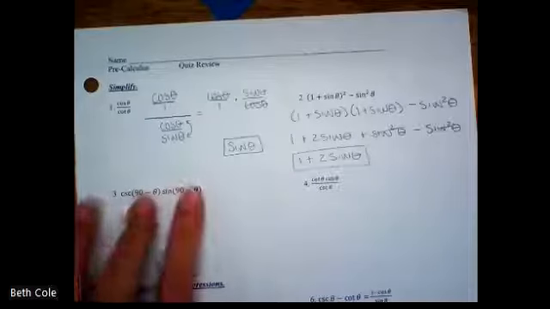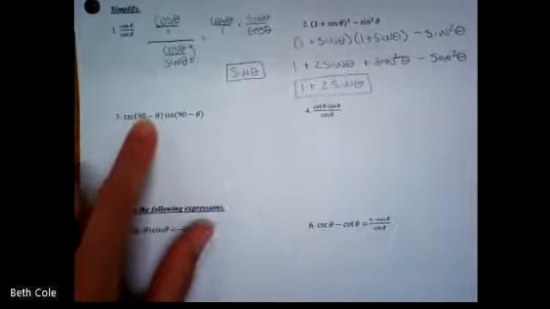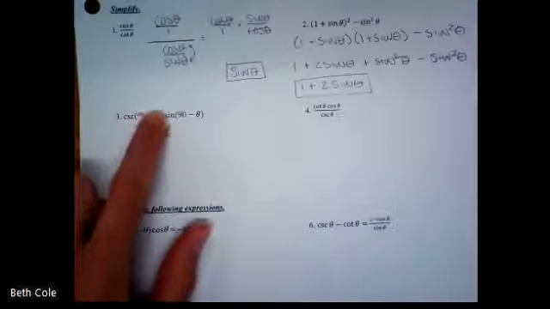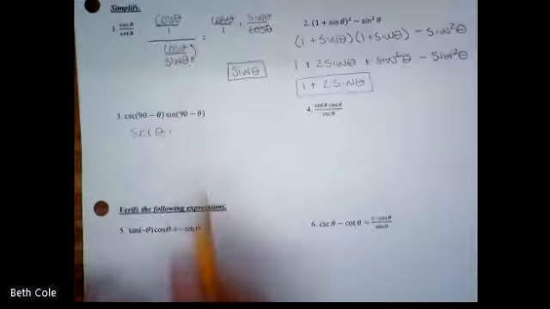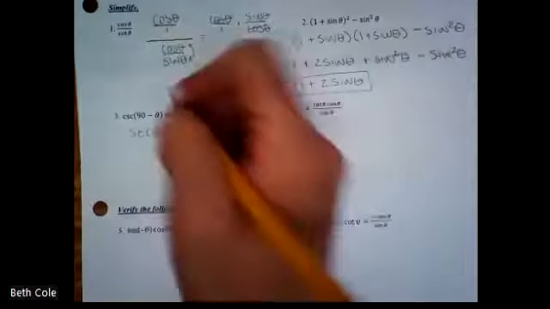When you see the 90 minus theta, those are the co-function identities. So you're going to add a co or remove a co. So since this is cosecant 90 minus theta, what is that part going to be? What do we replace that with? Good, that part's going to be secant of theta times, now this one's sine 90 minus theta. That will be cosine theta.